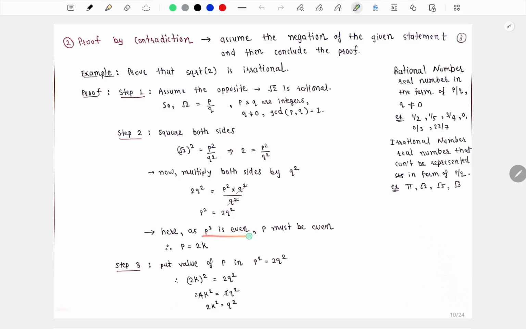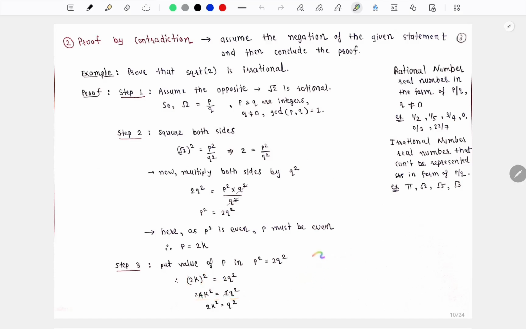If p squared is even, we can write p as 2k. Wherever we see that some number is even, we can write that number as 2k. Now we will put the value of p in the above statement. So (2k) squared is equal to 2q squared. If (2k) the whole squared, 4k squared is equal to 2q squared.